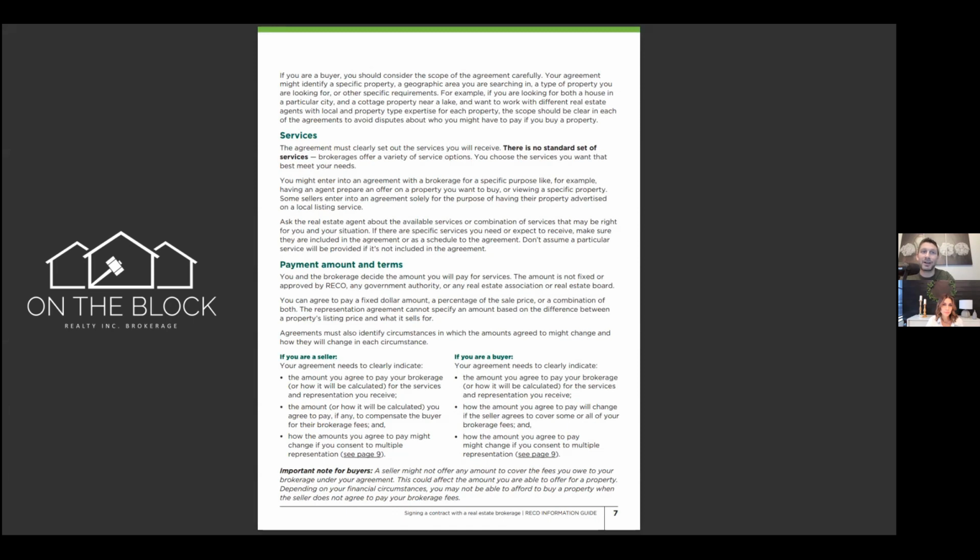Details and clarity are very important, so if the scope is not clear or accurate, make sure to question and adjust as necessary. Your representation agreement must also lay out the services to be provided to you. While there is no standard set of services, you should be comfortable in understanding what is being listed and ask questions to clarify anything that you need explained or feel is missing.